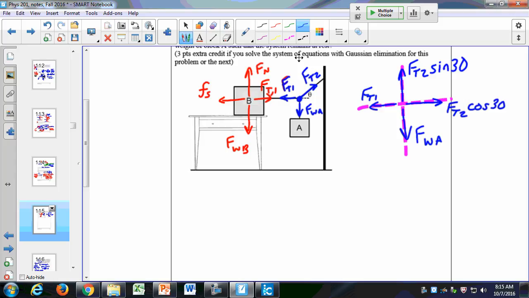Right here, you mean? Or over here. Okay, I choose where to draw my coordinate system. I can draw it wherever I want. And so I chose to draw the coordinate system over here because when I draw it there, it puts FWA and FT1 on either the X or Y axis.